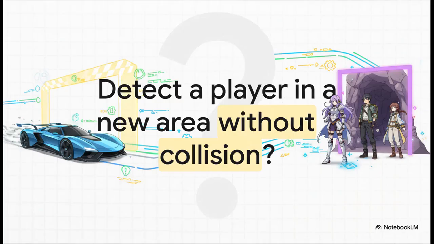So let's just frame the problem here, because it's something every game developer faces. Imagine you're making a racing game. You absolutely need to know the exact moment a car crosses the finish line to stop the timer. But you don't want the car to physically crash into the finish line, right? That would be a terrible racing game. You want it to pass through smoothly. This is the whole reason triggers exist, to detect presence without creating a physical barrier.